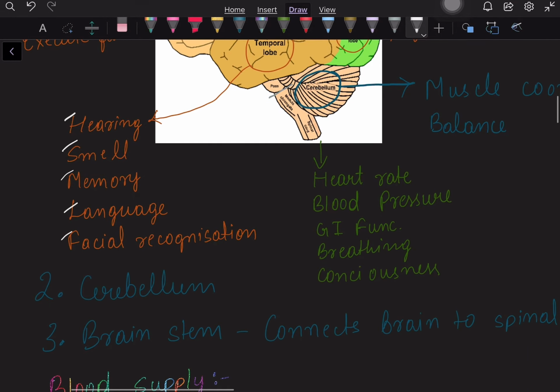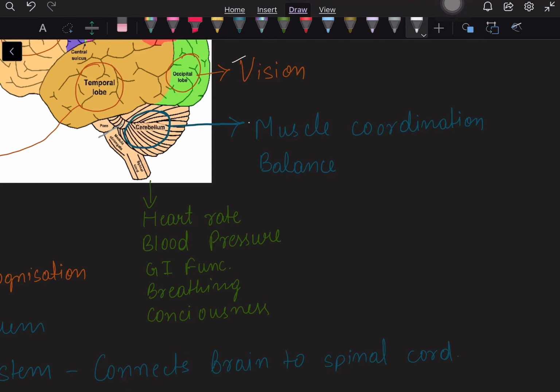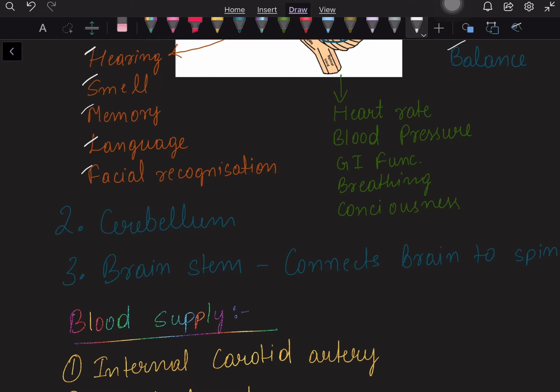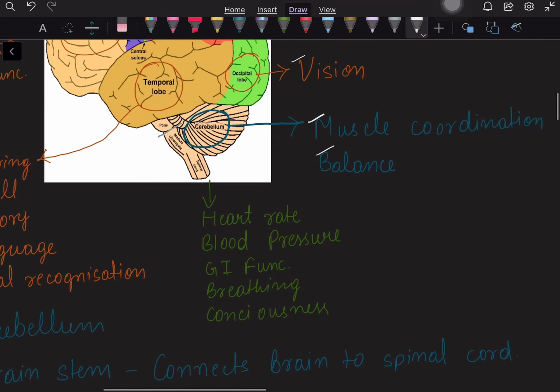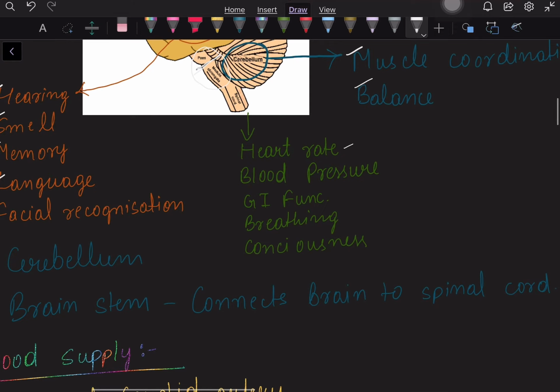Then the second part is the cerebellum. The cerebellum has the function of muscle coordination and balance. The third part is the brain stem, which connects the brain to the spinal cord, and it consists of the pons and medulla oblongata. It has functions like heart rate control, blood pressure, gastrointestinal function, breathing and consciousness.